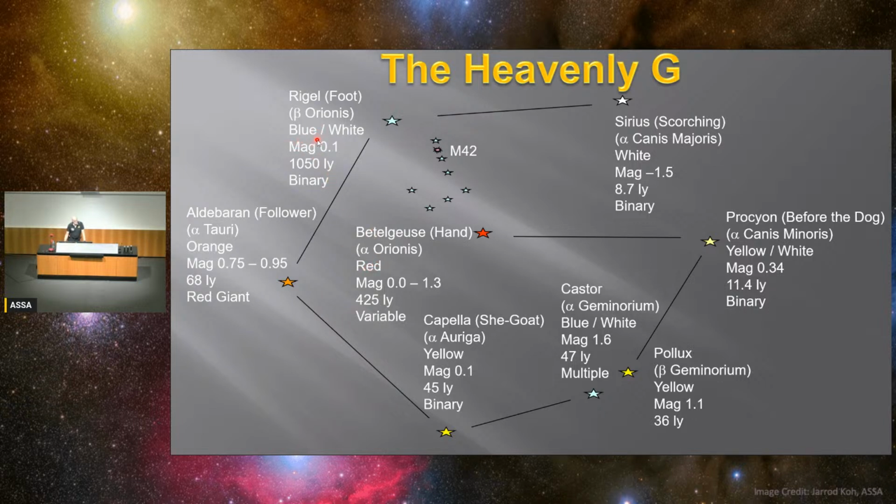So it's a blue-white supergiant star. It's about 90,000 times the luminosity of the sun. It's also a binary star, and it's over 1,000 light years away. And considering it at that distance, it's still a magnitude 0 star. It shows you it is quite a powerful star.